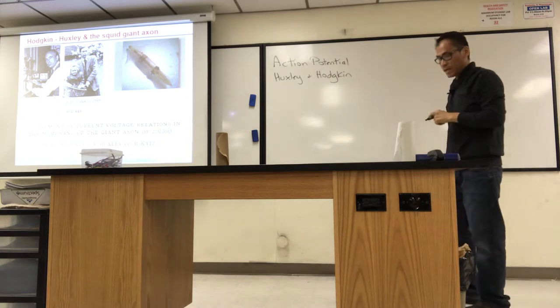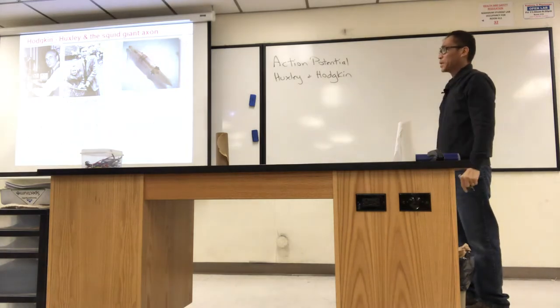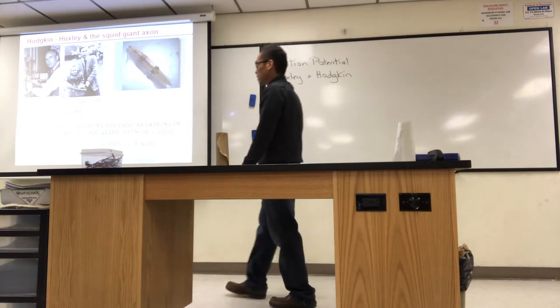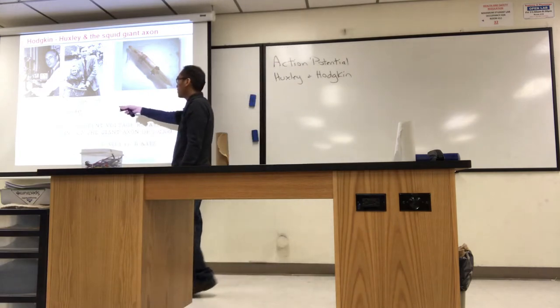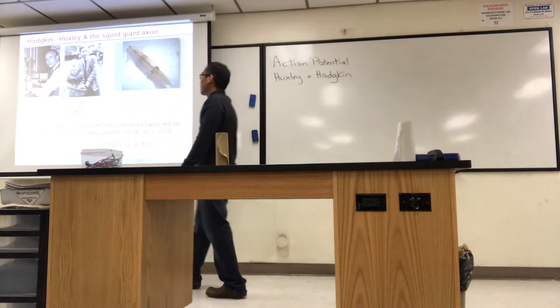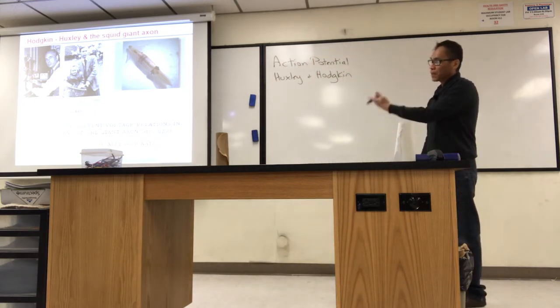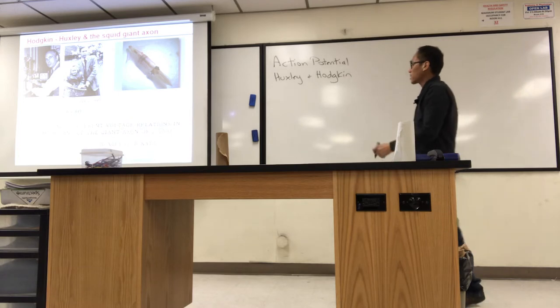So to introduce the idea of action potential, I want to introduce the people who did the research. The main guys were Hodgkin and Huxley. This was done in the 50s, 1952. And whenever you study something in biology, you have to get a good animal model. And they used the squid giant axon.